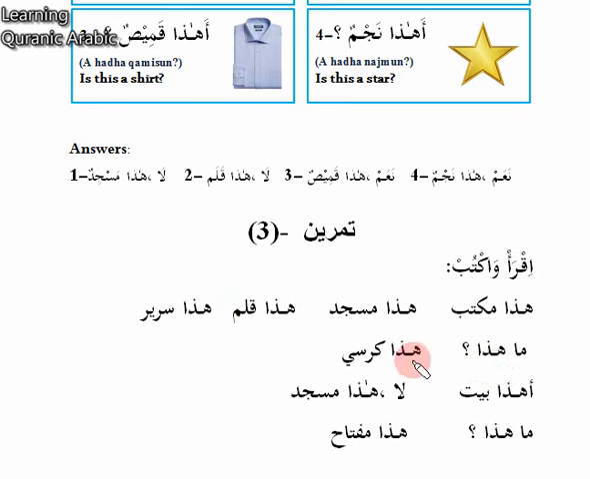Yeah, you read the second line. ما هذا؟ هذا كرسي. Yes, you read the third line. هذا بيت. لا هذا مسجد. Is this a house? No, this is a masjid. هذا بيت. Is this a house? لا. No. هذا مسجد. This is a mosque. Yeah, you read the last one. ما هذا؟ هذا مفتاح. Yes.